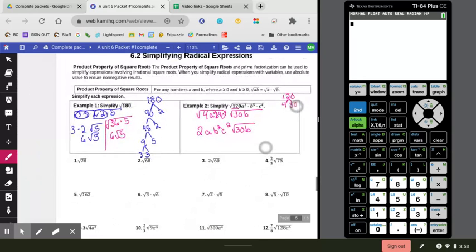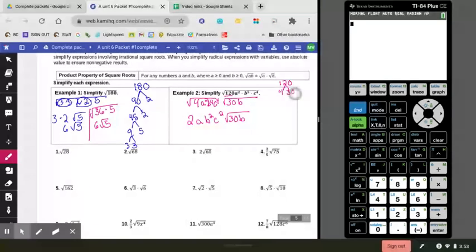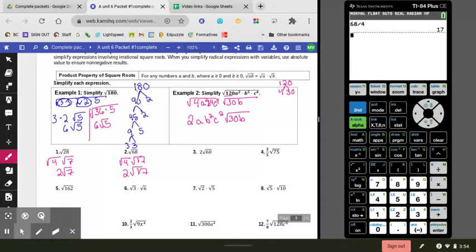So let's try some more examples. I want you to pause and try 1 and 2. Okay, so for number 1, 28 is 4 times 7, so I made that radical 4 times radical 7. The square root of 4 is 2, so it's 2 radical 7. The square root symbol only goes away when you take the square root. 68 is 4 times 17, so it's radical 4 times radical 17. I took the square root of 4, which is 2, so it's 2 radical 17.